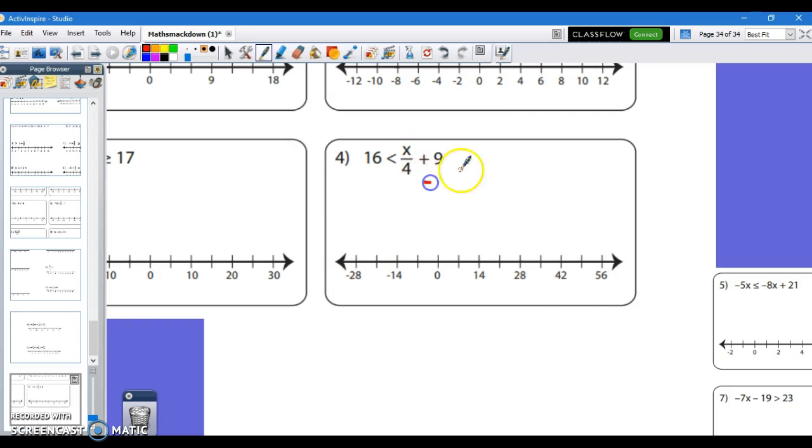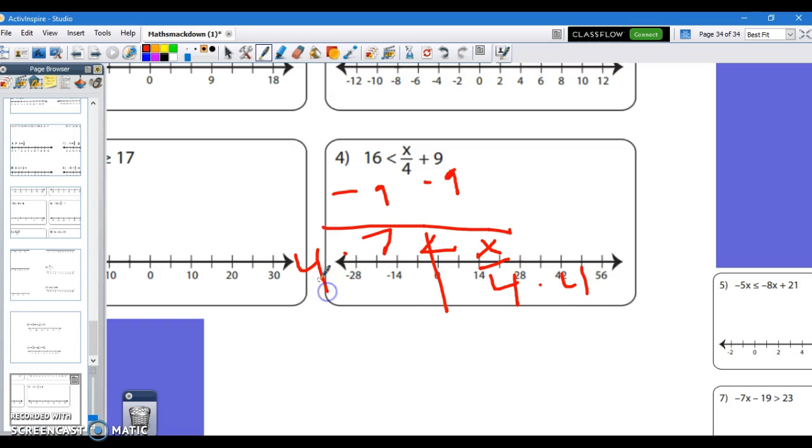But first, let's get rid of the 9. Minus 9 on this side, minus 9 on this side. 9, 10, 11, 12, 13, 14, 15, 16. So there's 7 here. A less than sign, my x over 4. So what I'm going to do now is multiply by 4 on both sides.